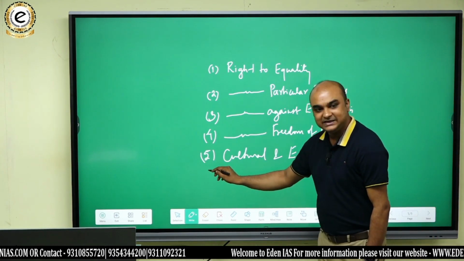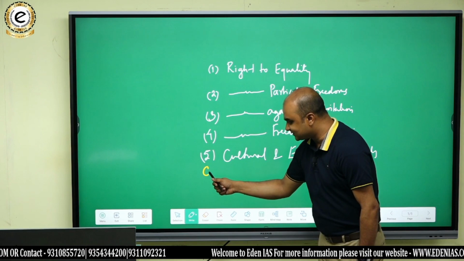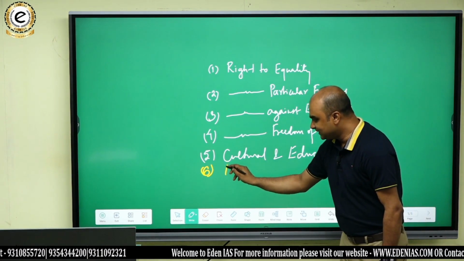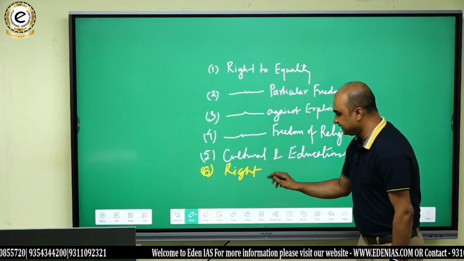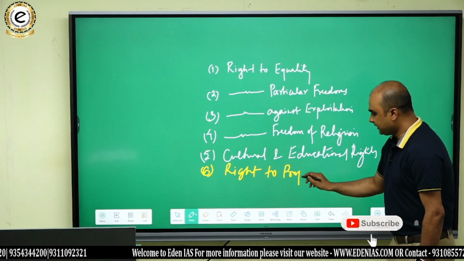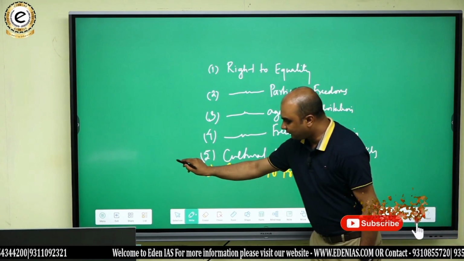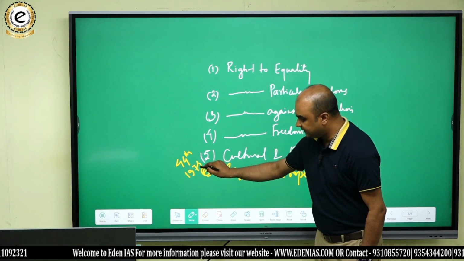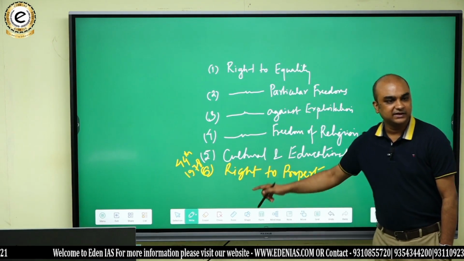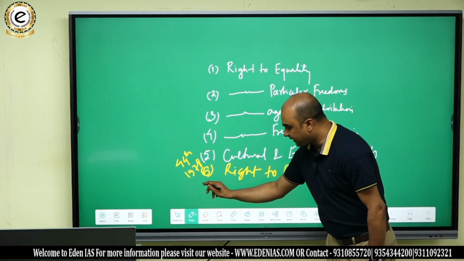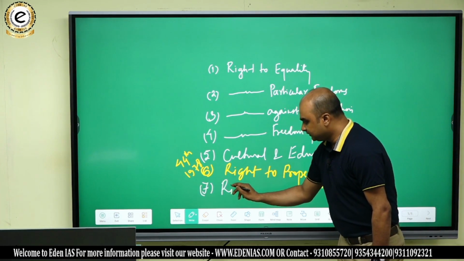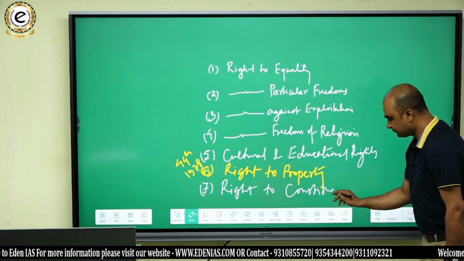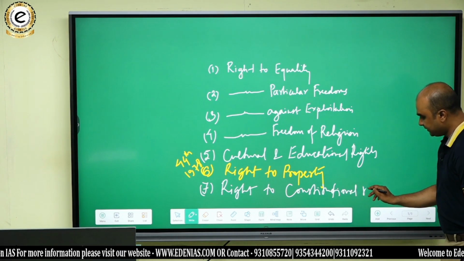And then comes the sixth one. Let me use this sixth one because it no longer exists. Why? Because this is right to property, and this is omitted by the 44th constitutional amendment. And what was the year? 1978. The Morarji Desai government, it omitted the right to property. And then you have the right to constitutional remedies.